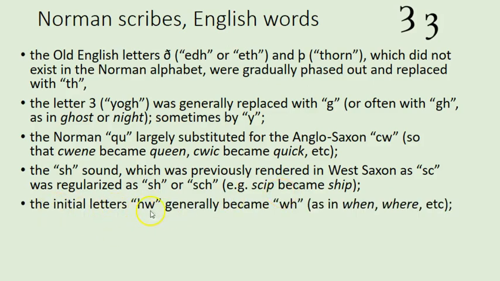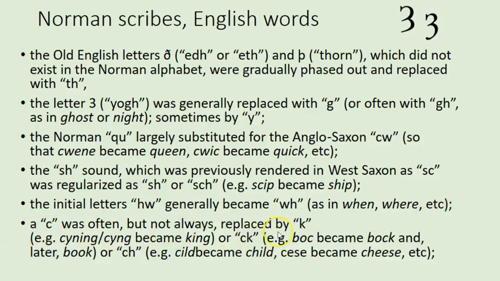The initial letters hw generally became wh, which were pronounced pretty much the same for a long time. You pronounce that H in Middle English as in when, where. There's certain kinds of old Southern accents here in the United States where they still do that, hwen, hwere, you know? A C was often but not always replaced by a K. Cyning or cining becomes king, or a CK. Boc becomes book, and later book. Or sometimes CH. Cild becomes child, cyse becomes cheese.